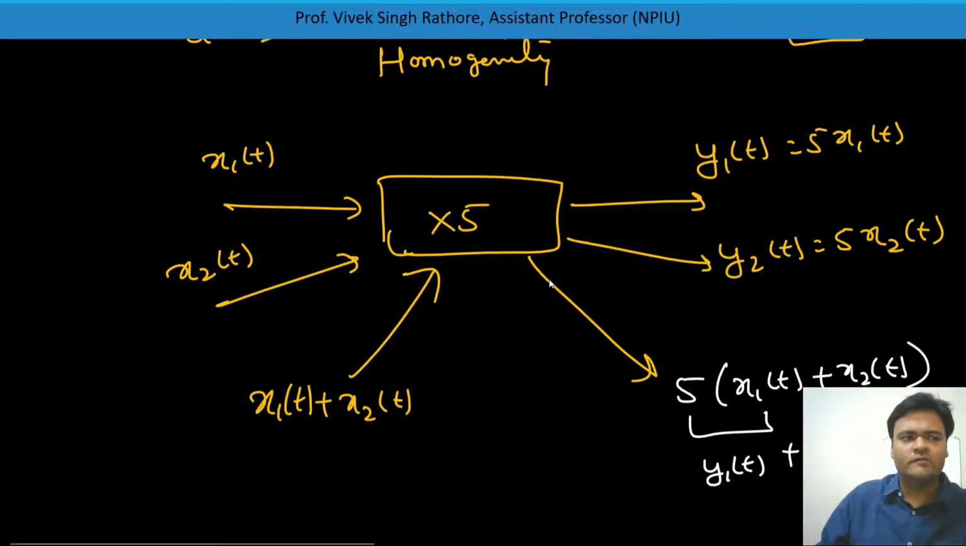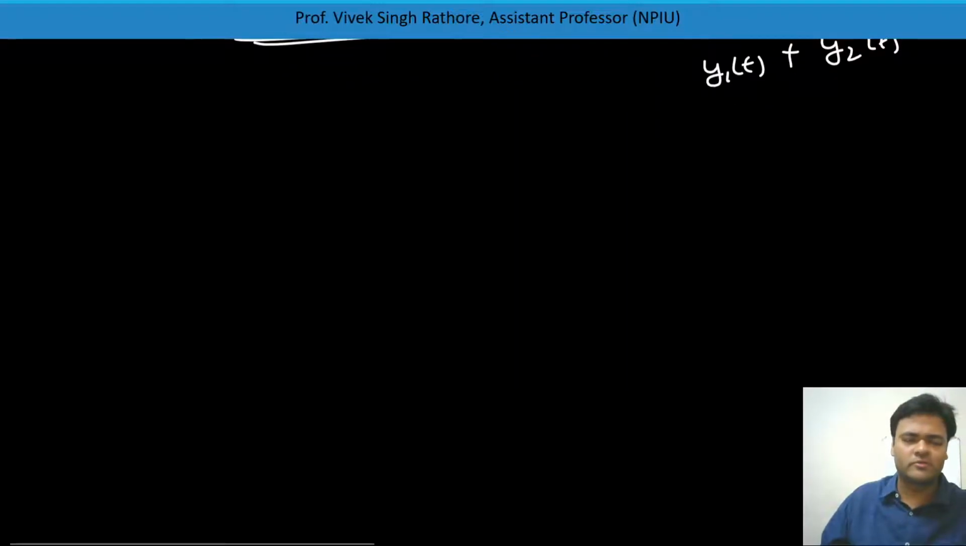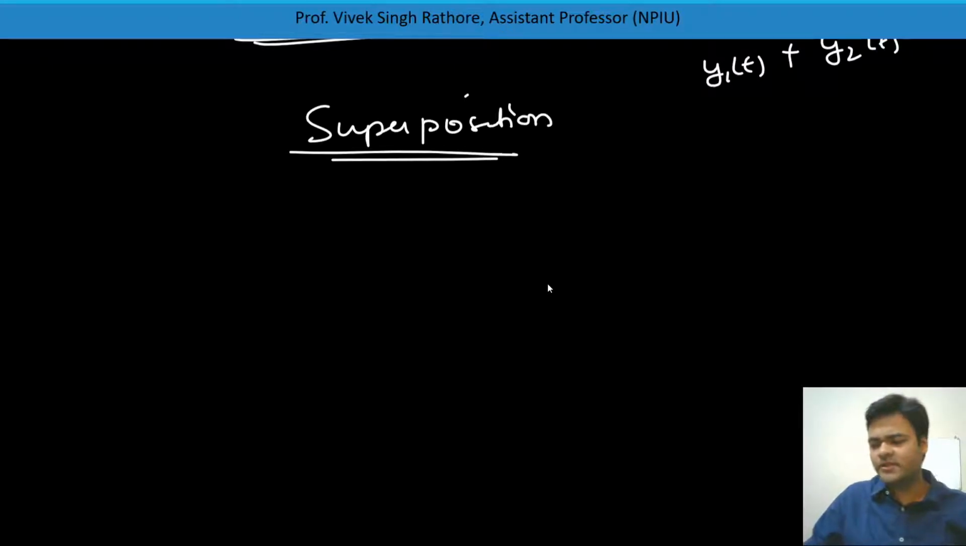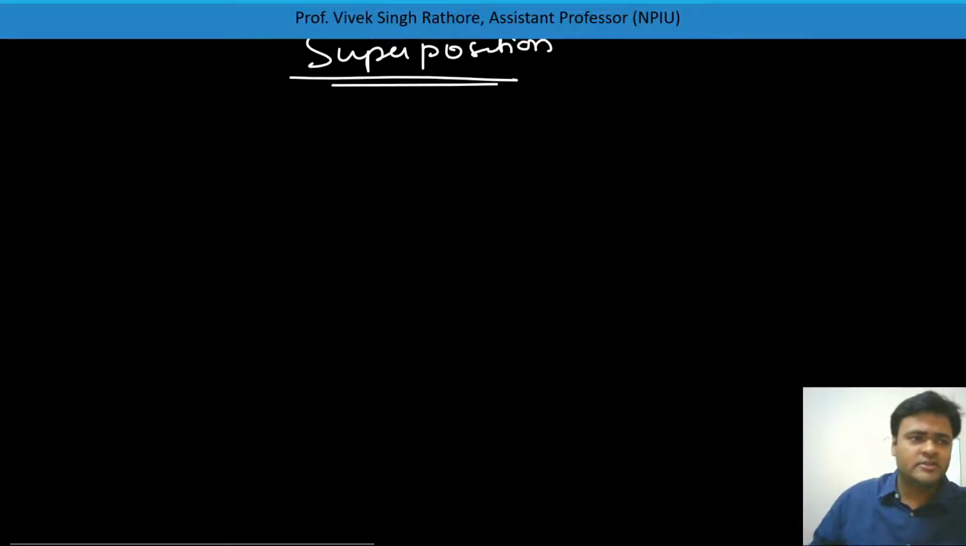So if we are giving input as a summation, we are getting output also as a summation, so it satisfies our superposition principle also. And if both conditions are satisfied, it means it is a linear system. So many systems are there which are linear. See, one more example we'll take. I have taken a linear system, now we'll take a non-linear system also.